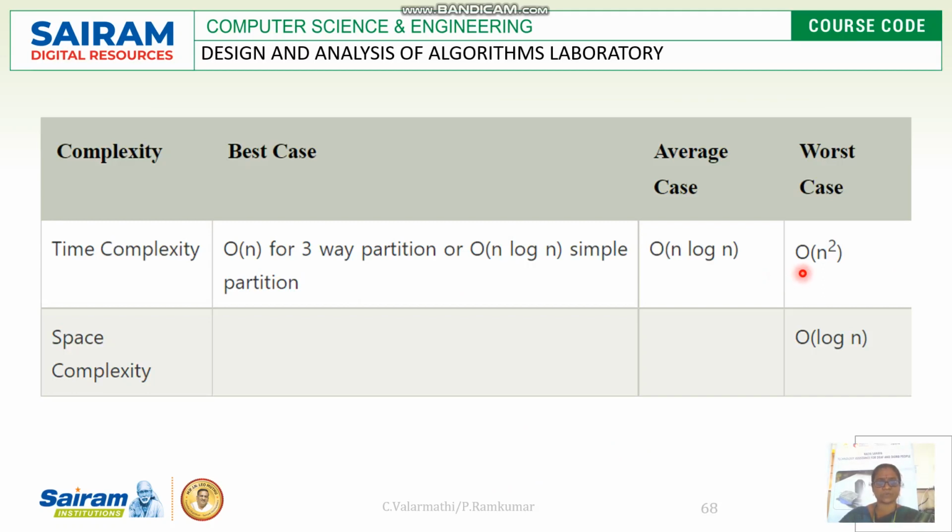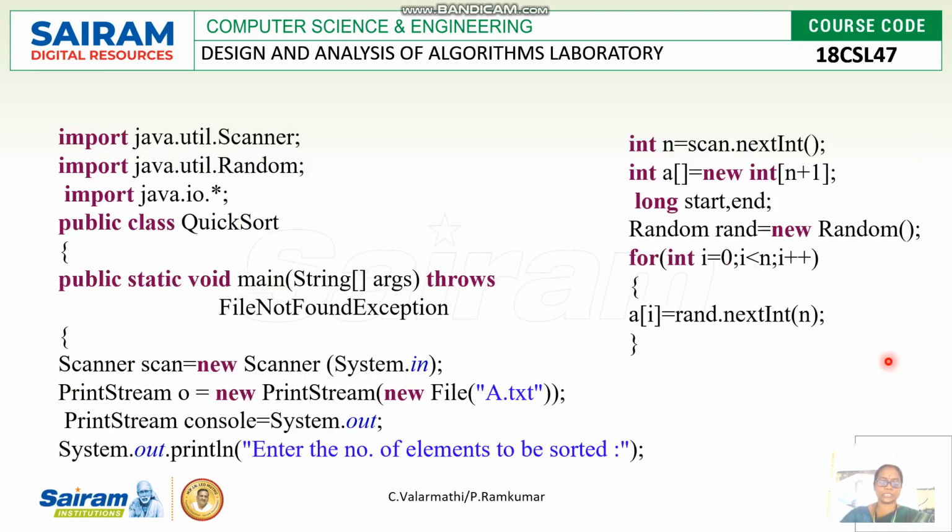Coming to performance, time complexity and space complexity are the two major performance measures. For the best case, it is order of n for three-way partitions or order of n log n for simple partitions. For the average case, the time complexity is order of n log n, and for the worst case, order of n squared. Then for space complexity, the worst case is order of log n. We'll go to the program.